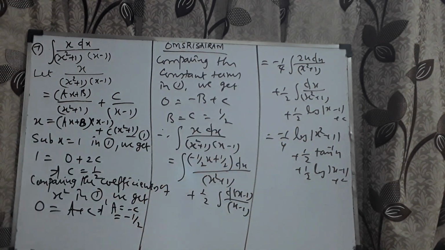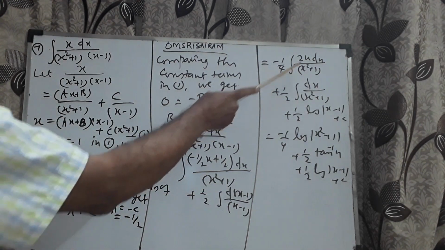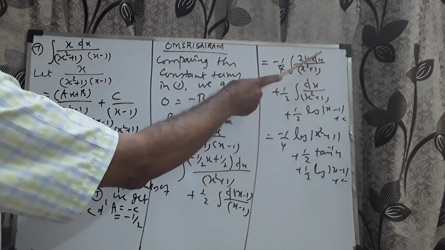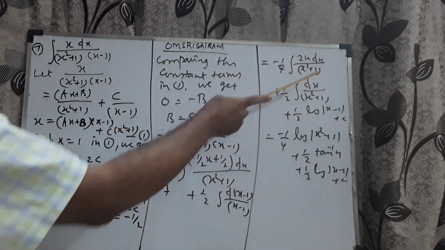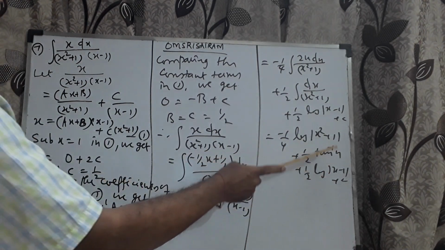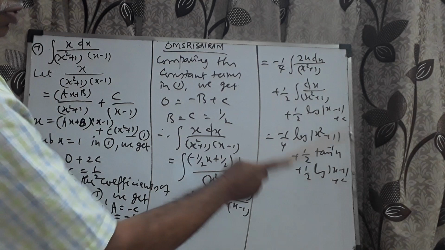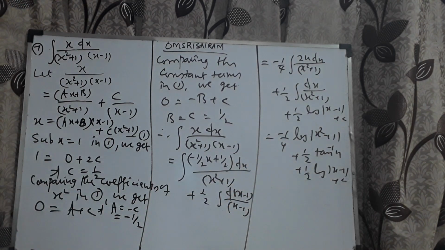Here make it into two integrals, but you have an observation, derivative of x square plus 1 is 2x, therefore multiply and divide by 2 here. This is the form dt by t, remember carefully, dt by t is log mod the denominator, log mod t. Minus 1 by 4 log mod x square plus 1 plus half tan inverse x, since dx by x square plus 1 is tan inverse x, plus half log mod x minus 1 plus c is the final answer.